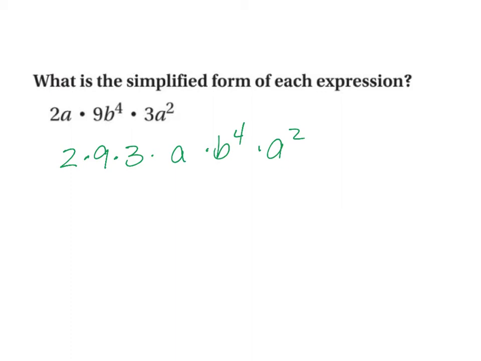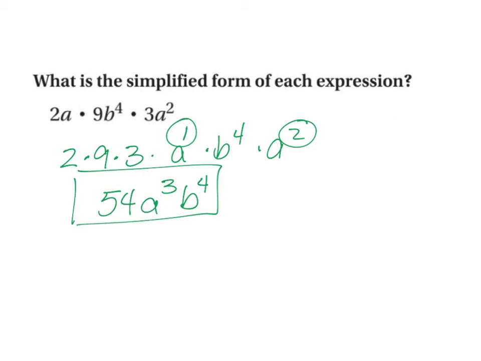2 times 9 times 3 would be 54. Now the a's, I have an exponent of 1 and an exponent of 2. So this would be a to the 3rd power. And then b to the 4th stays b to the 4th because they don't have the same base. So this would be simplified. I know it doesn't really look it, but it is.